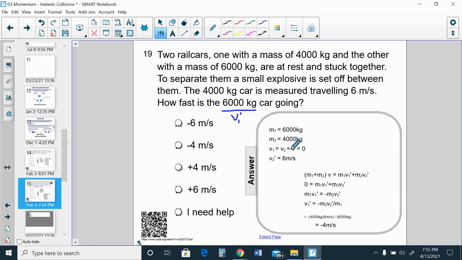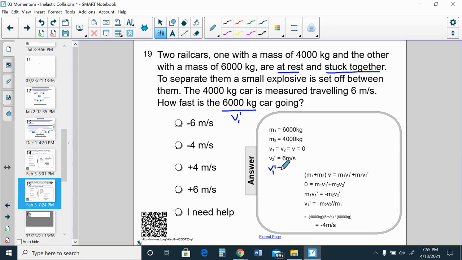Now the velocity before is going to be 0. They are at rest and they are stuck together. Since this is the case, this is going to be an explosion. So to separate them, a small explosive is set off. We know this. The 4,000 kilogram car here, object 2, is measured traveling 6 meters per second. So what is the after velocity of object 1?